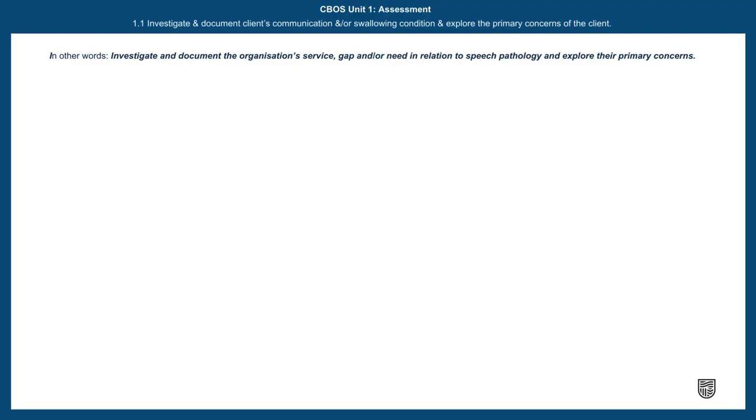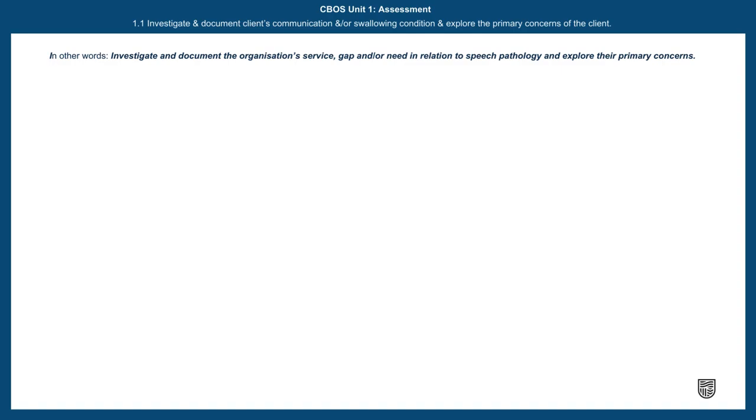Keeping this simple though, we will focus on 4 core actions or behaviours expected of students and how they can demonstrate these. The first unit is assessment. Element 1.1 states, investigate and document client's communication and/or swallowing condition and explore the primary concerns of the client. Clinical assessment identifies and prioritises patient problems. This may be tricky if the student is not seeing individual clients with communication difficulties. If this element was to be written with an emphasis on the client being the organisation, it would read, investigate and document the organisation's service, gap and/or need in relation to speech pathology and explore their primary concerns.